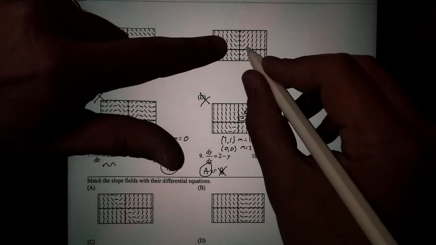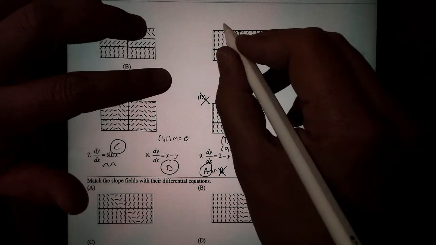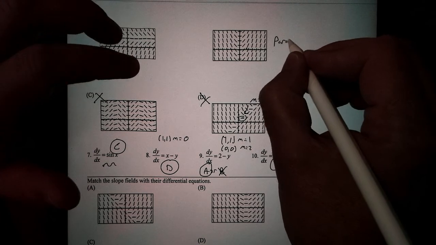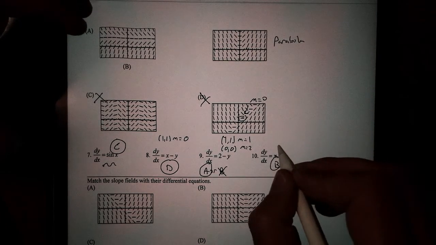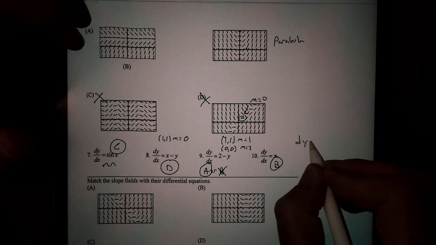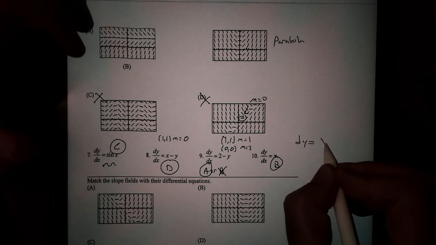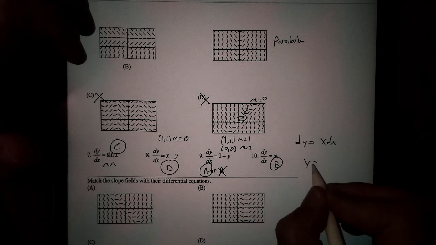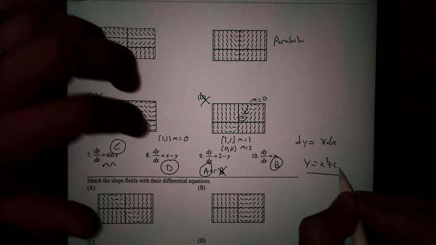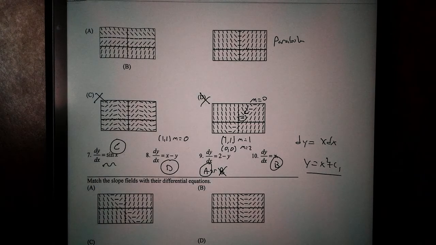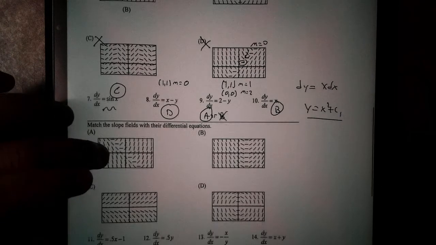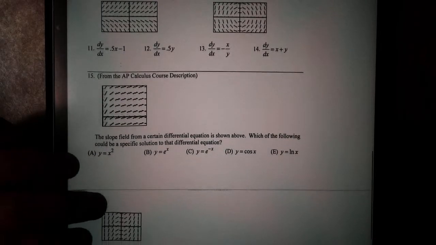Another one we can look at, this is parabolic. This looks like a parabola right here. So if I were to solve this derivative, dy/dx, dy equals x dx, we would get y equals x squared plus C1, which is a parabola, so it has to be B. Very easy to do. And we can try a whole bunch of these. Try these ones as well.